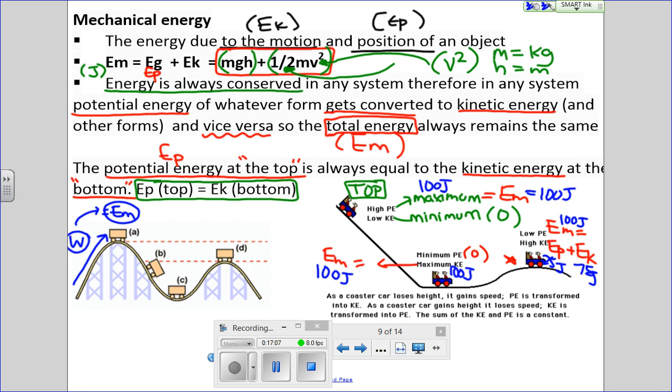Would anyone like to ask any questions about this description, this explanation here?